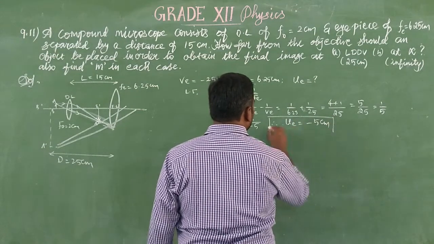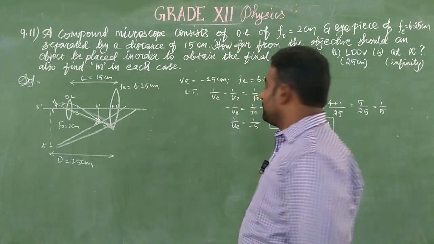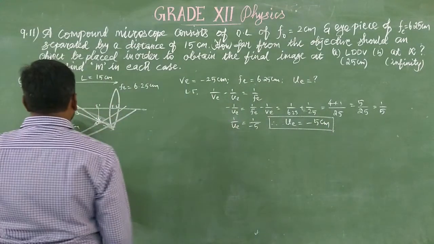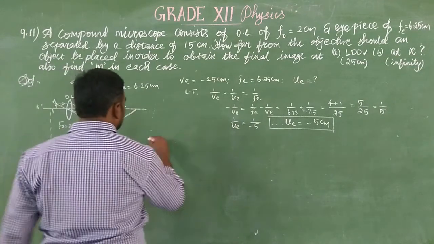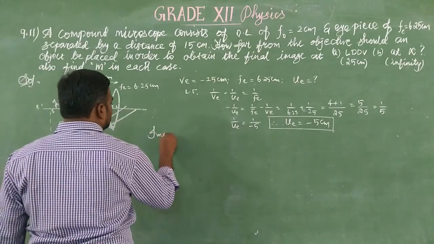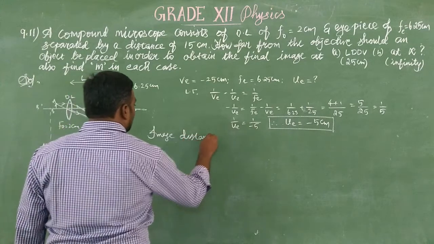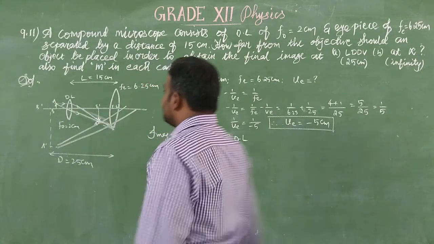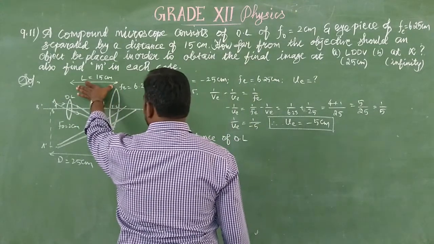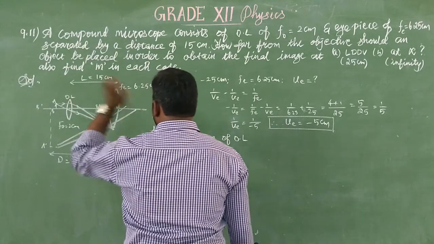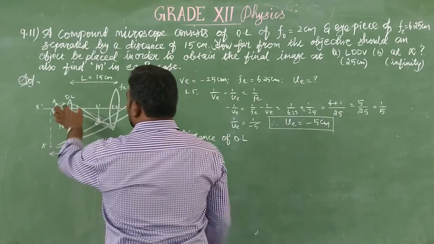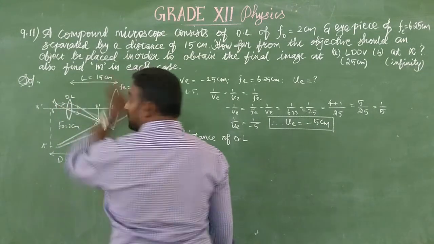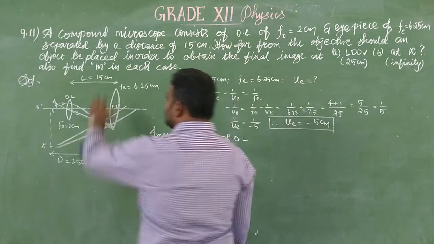So we found the object distance of the eye lens. Next, we are going to find the image distance of the objective lens. We know the total distance, and one distance is known, so we can easily subtract it. The objective lens image distance plus the eye lens object distance equals the tube length, which we know.